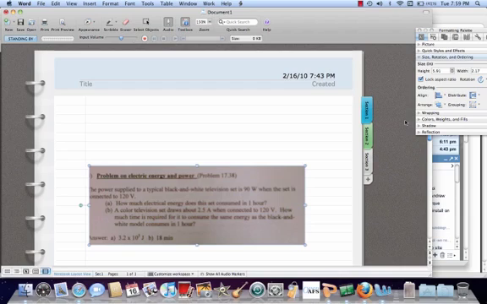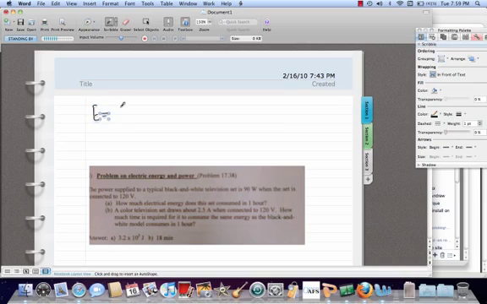So the energy for the black and white television is, let's see. So energy equals power times time. And so that's equal to, so this is for part A, 90 watts, and then the time is 1 hour.